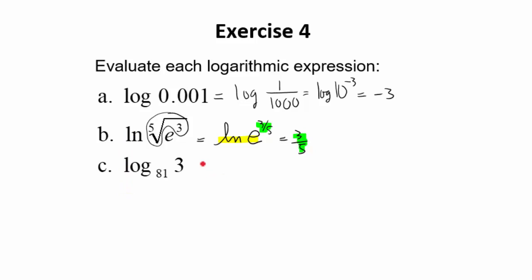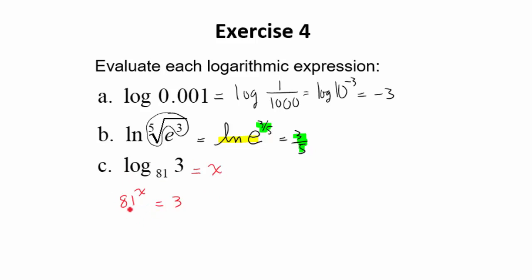What about letter C? Letter C is entirely different. It's not straightforward, but how do we look at this? Suppose we don't know what it is. Let's call it x. So you say that the log of 3 to the base 81 is x. If you don't know what x is, write this in exponential form. What does this say? 81 raised to the x is equal to what? 3. So when you're in log form, write in exponential.